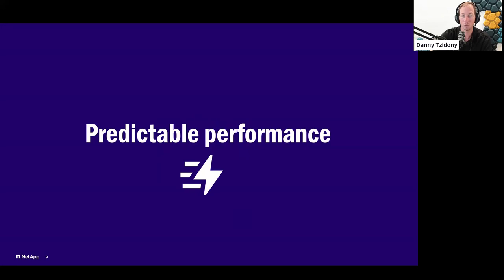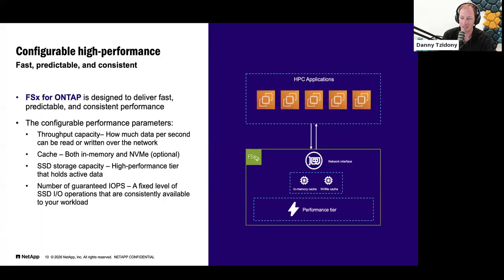So we'll talk about predictable performance and how to avoid this unpredictable latency. If we take EDA HPC workloads, they demand predictable and consistent storage performance, particularly during simulations, verifications, and tape-out phases where delays can directly impact project schedule. FSx for ONTAP is designed to deliver fast, predictable, and consistent performance through three key dimensions: throughput capacity, NVMe, memory and cache, and SSD storage resources.